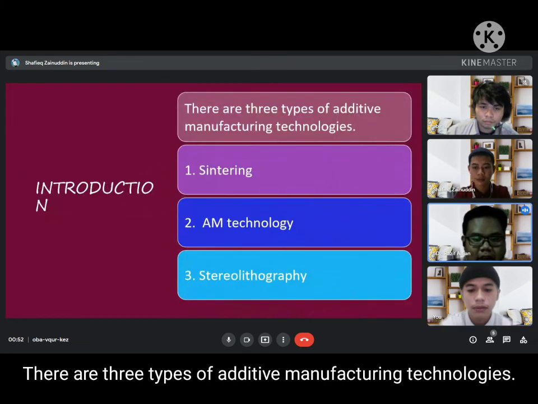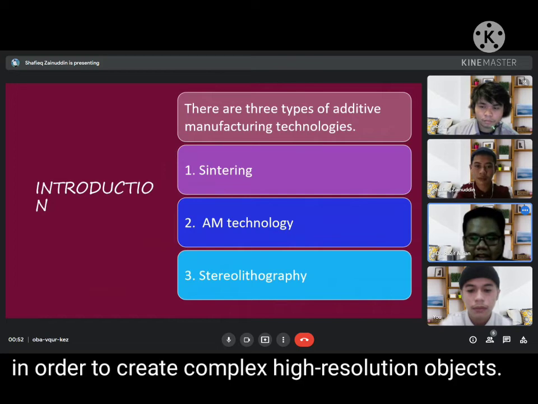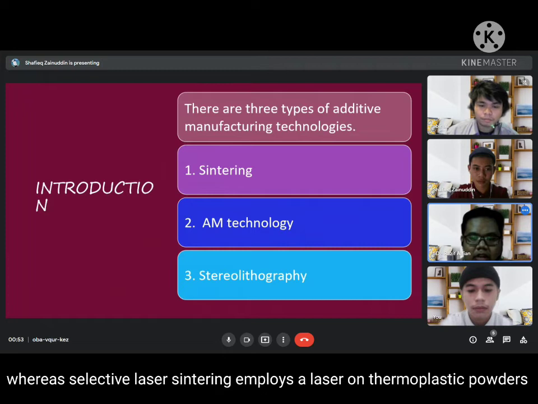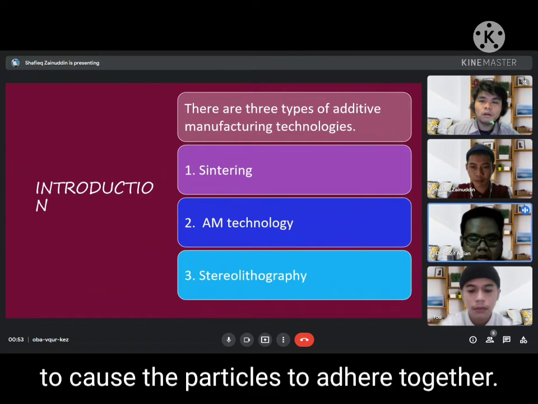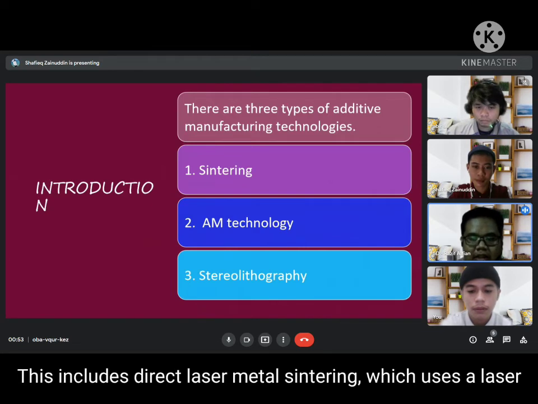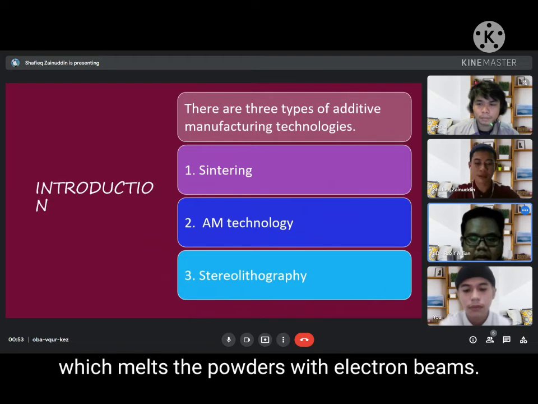There are three types of additive manufacturing technologies. The first is sintering, which involves heating the materials without liquefying them in order to create complex high-resolution objects. Direct metal laser sintering employs metal powder, whereas selective laser sintering employs a laser on thermoplastic powder to cause the particles to adhere together. The second AM technology completely melts the materials. This includes direct metal laser melting, which uses a laser to melt layers of metal powder, and electron beam melting, which melts the powder with an electron beam.